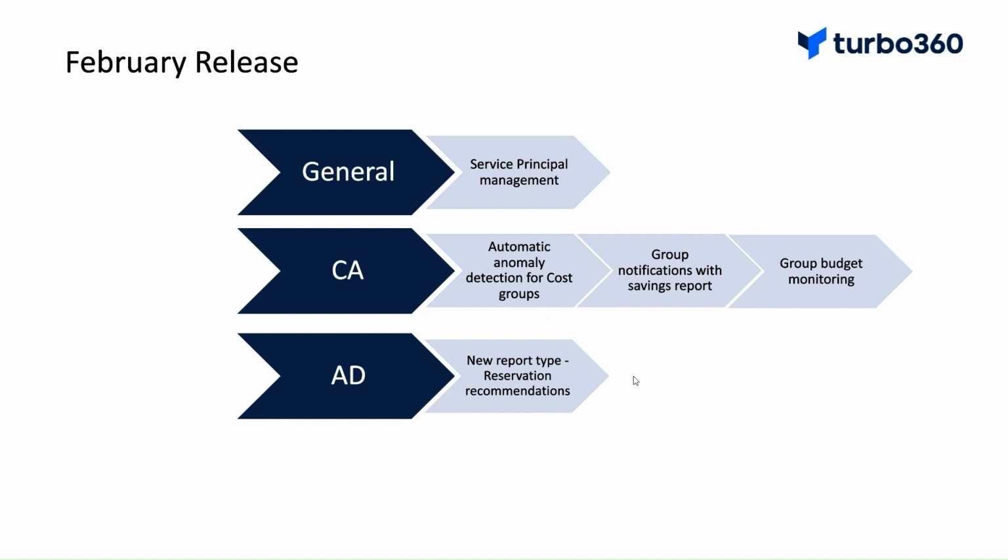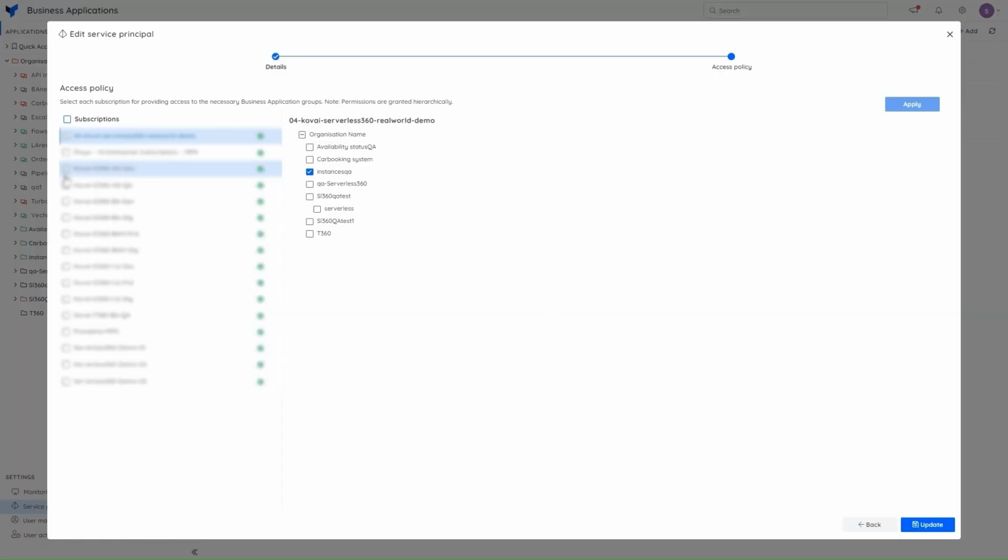Now let me demonstrate how these features operate. Let's start with service principal management. Earlier, it was difficult for the users to set up the service principal and associate the subscription to various groups in business application. Now it has been revamped into two panes, where the left pane will be displaying all the available subscriptions and the right pane will have all the available groups. So by clicking upon the subscription, we'll be able to configure the groups for that subscription. Also, bulk operations can be performed by selecting the select all option over here.